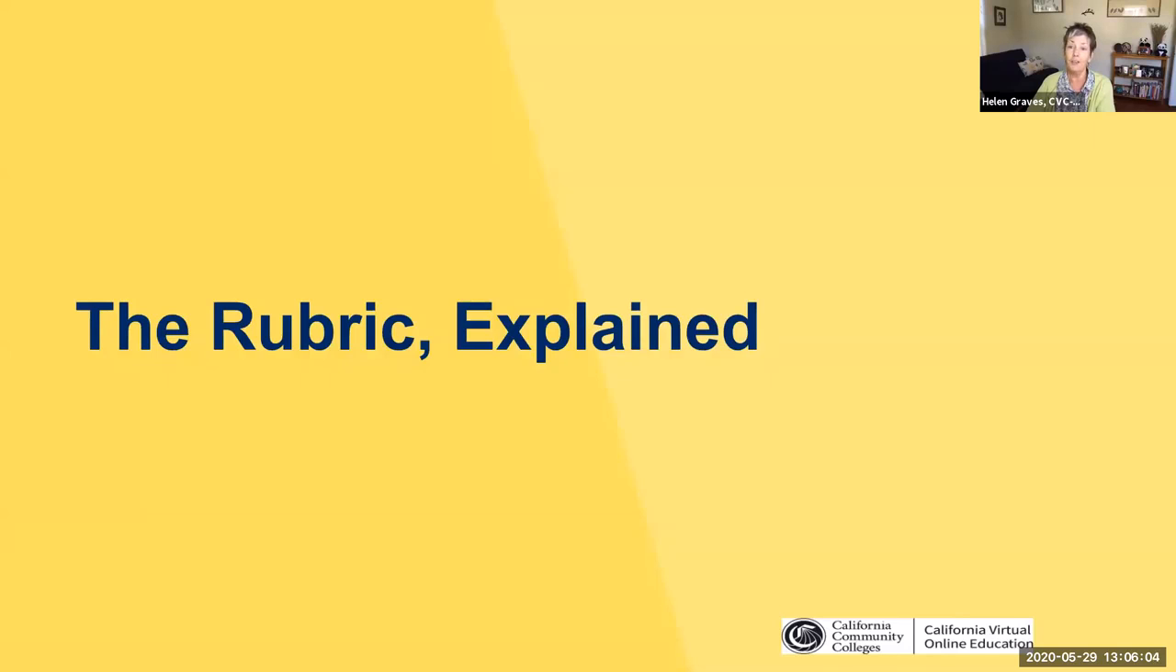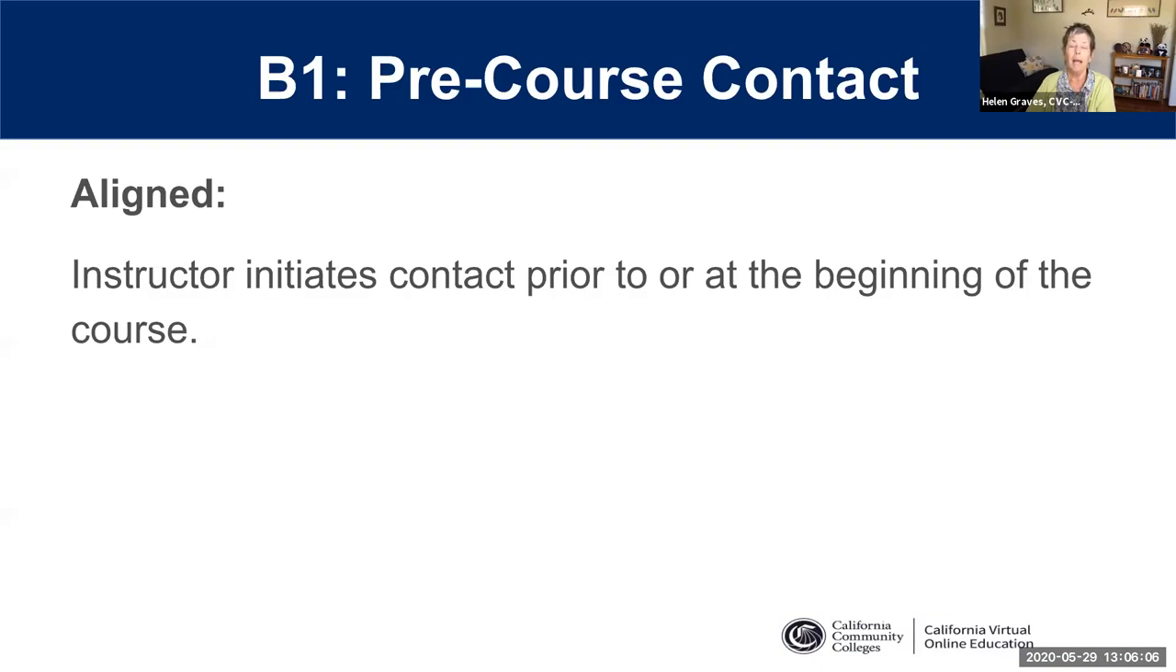So let's get started. Item B1 is called pre-course contact, and the aligned definition says that the instructor initiates contact prior to or at the beginning of the course.